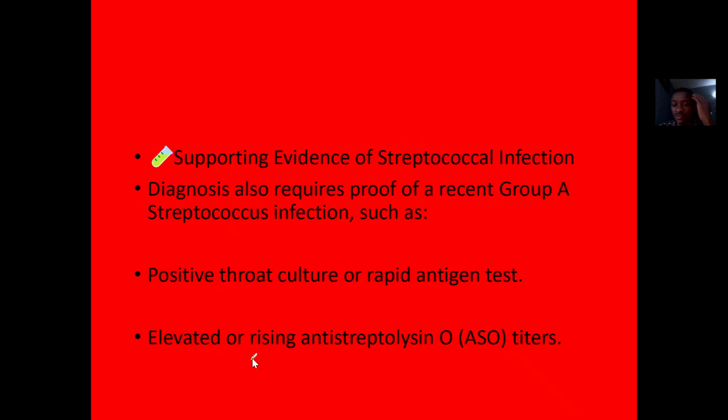Then prolonged PR interval. Then also, if you do a culture, you are seeing the Group A Streptococcus in a culture of a sample. It could be saliva, it could be blood or so. So that's what we got.